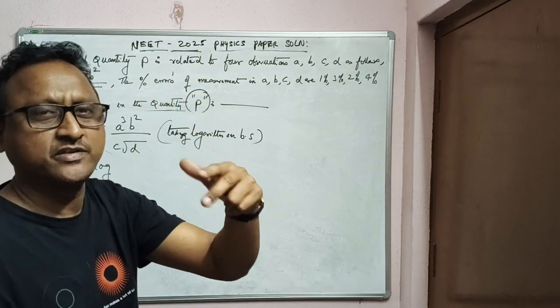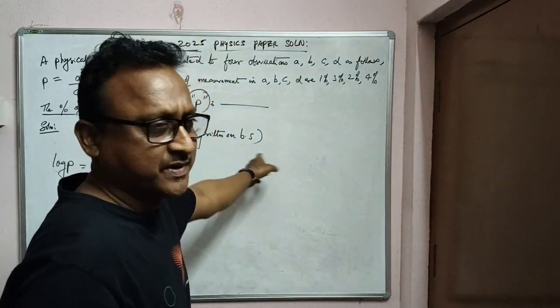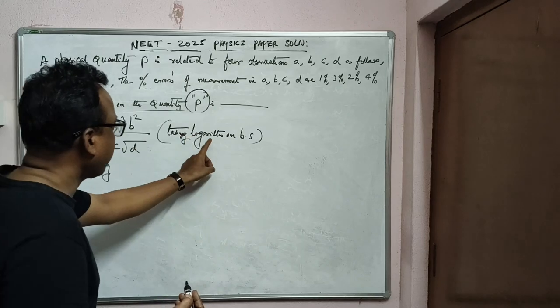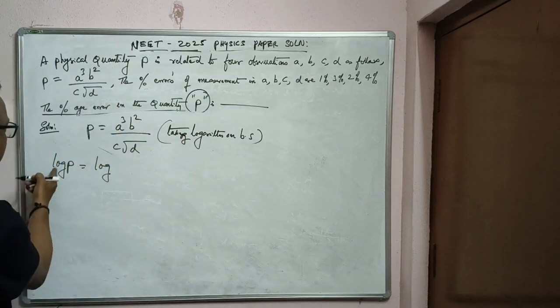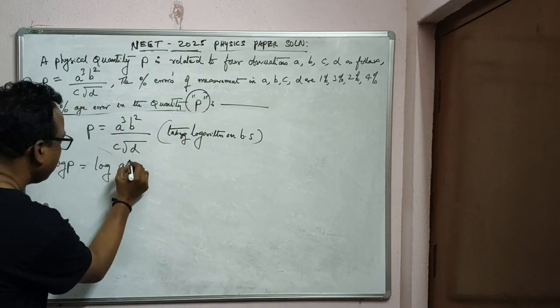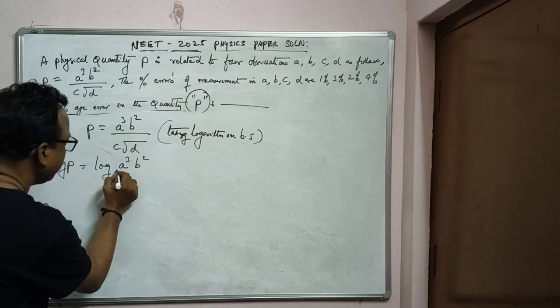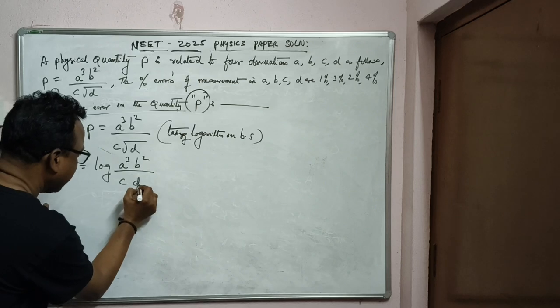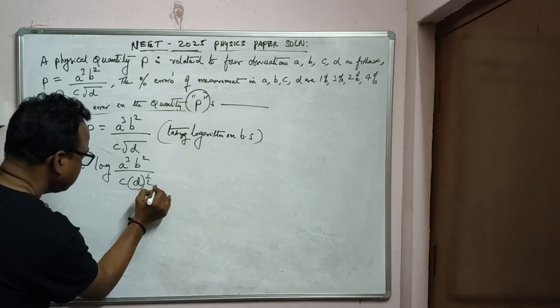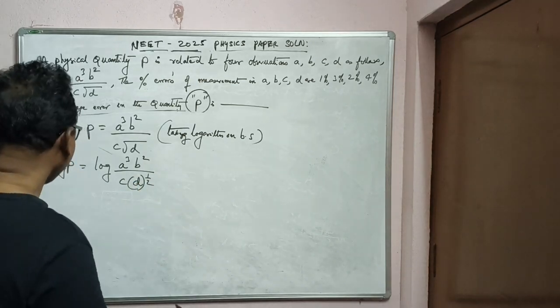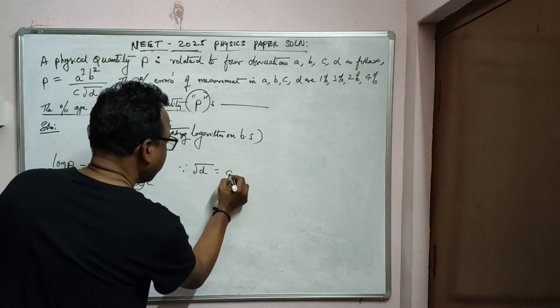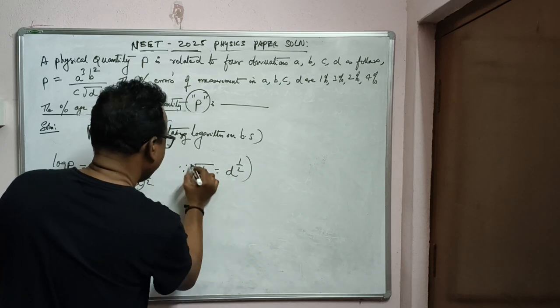But in shorts or other videos, they won't tell this method. Directly they will give the formula. But you have to know where it has come from. Taking logarithms on both sides, log P is equal to log of a cube b square by c root d. Root d I'll write as d to the power of half, since root d I can write as d to the power of half.